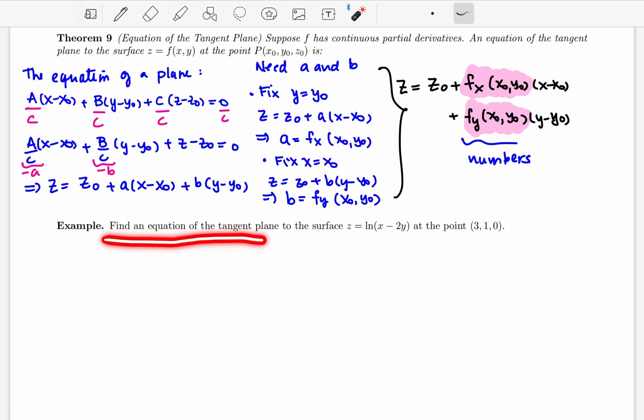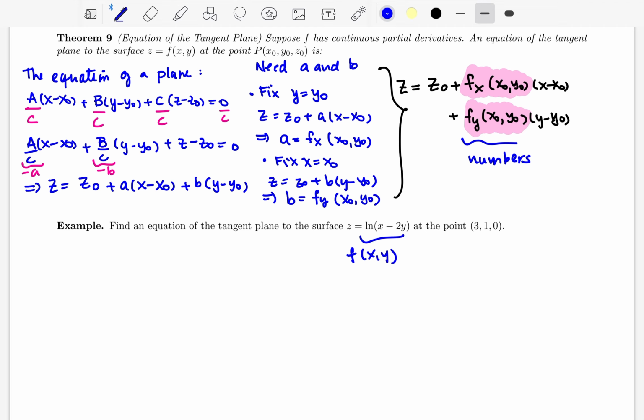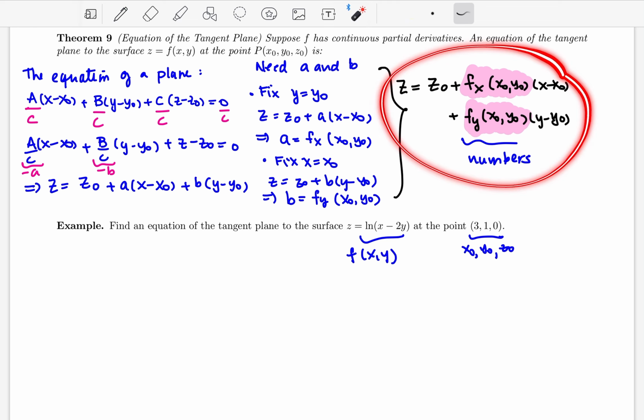Find an equation of the tangent plane to the surface z equals the natural log of (x minus 2y) at the point (3, 1, 0). Okay, so let's see. This is going to be your f of x, y, and this is the point x naught, y naught, z naught. So this is x naught, y naught, z naught. Okay, so we have everything that we need to do this.